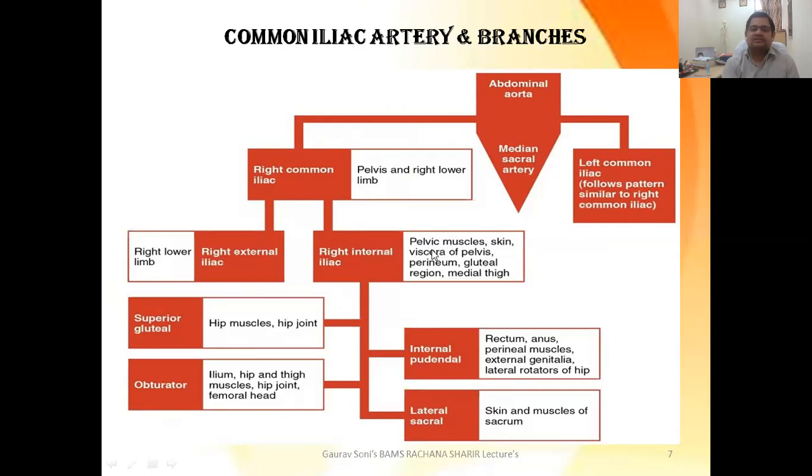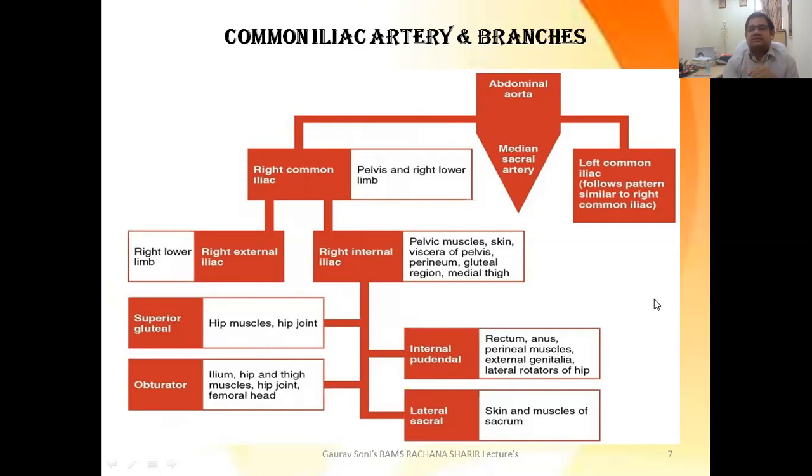The internal iliac artery, you can see, supplies the pelvic muscles, the viscera of the pelvis, perineum, and gluteal region. It gives other branches like the superior gluteal, to the hip muscles and hip joint; the obturator, to the hip and thigh muscles, hip joint, and femoral head. Then the internal pudendal, very important, supplies the rectum, anus, perineal muscles, and external genitalia. Remember, the external genitalia are supplied by the internal pudendal. Then the lateral rotators of the hip, and then there is the lateral sacral, to the muscles of the sacrum.